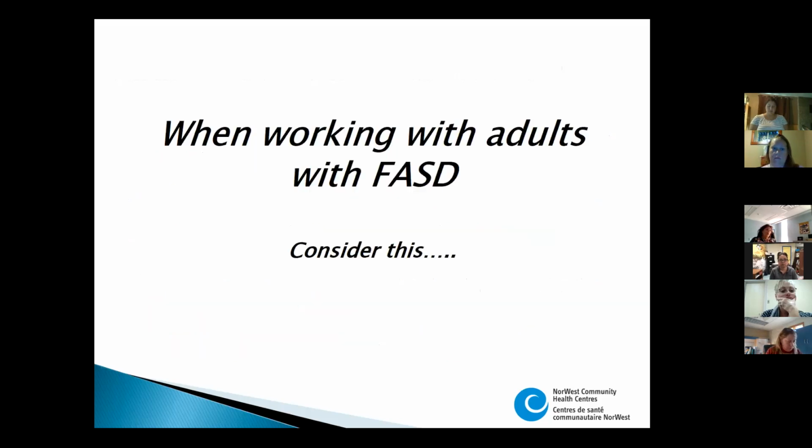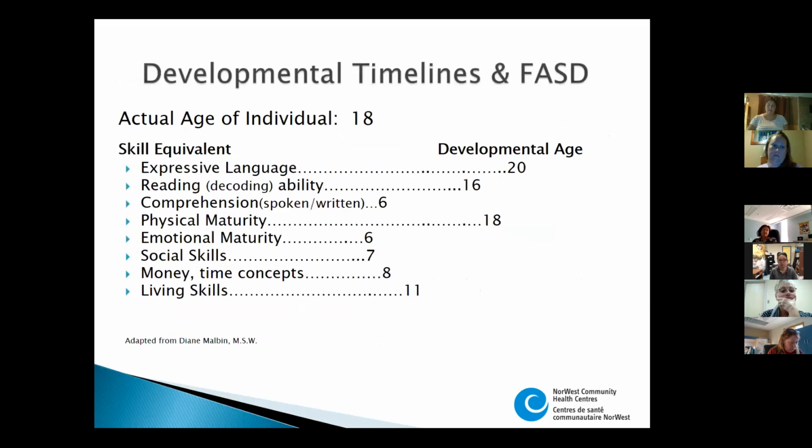So, when working with adults with an FASD, we just want you to consider this developmental timeline in FASD. Here's an actual age of an individual, 18 years old, with the expressive language of a 20-year-old. And this is such a concern. That's why our neuropsychs and our speech and language pathologists are so important, because they can identify that language deficit if it exists. Again, their expressive language will throw you off. You won't suspect brain injury or brain damage when there's good expressive language, but you likely will see it in daily living.